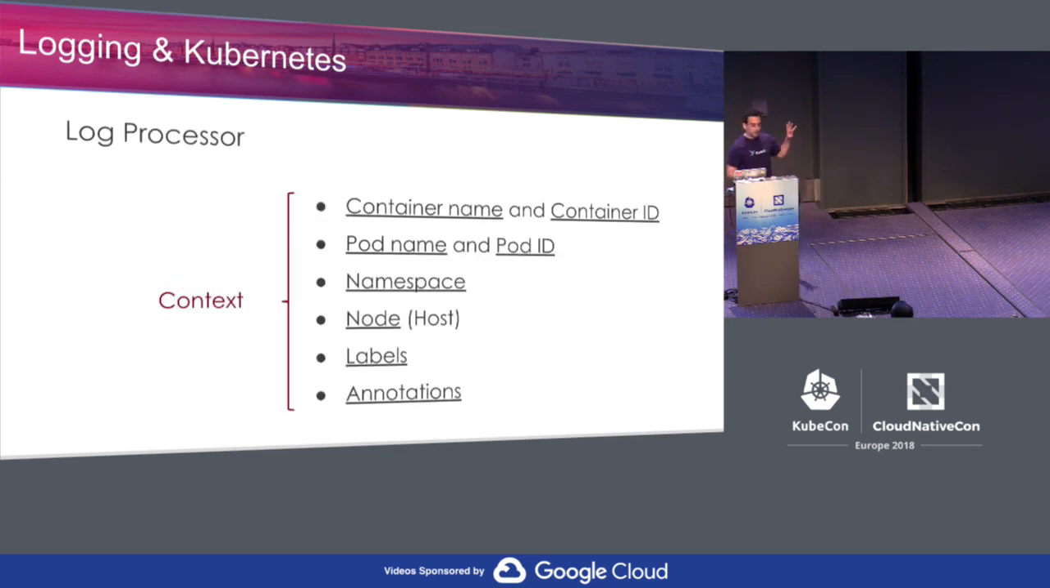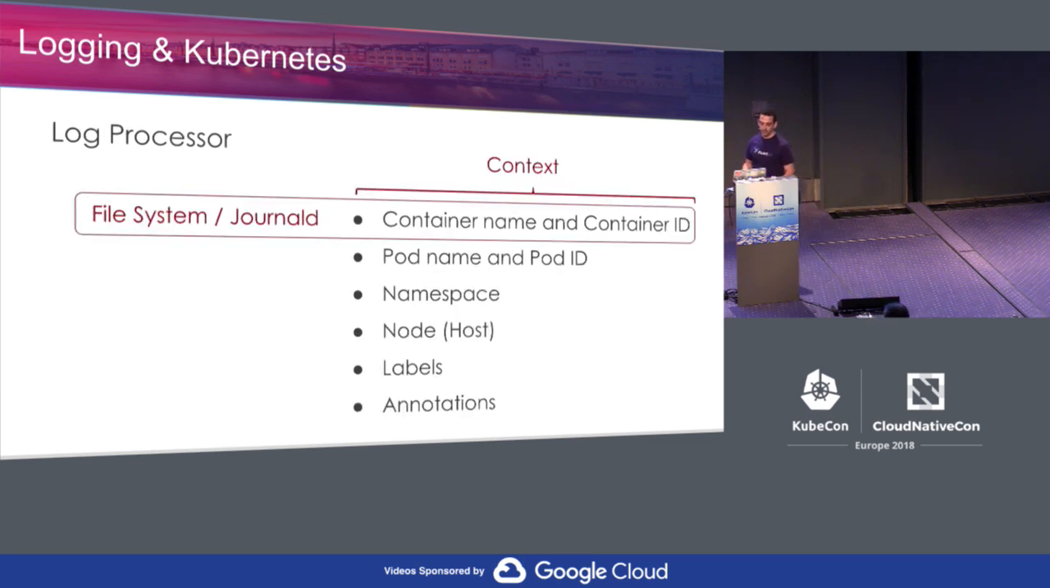So if we think about the log processor, we have the logs, that is the message. But we need to understand the context of that message, because it belongs to a container name, or to a pod, a namespace, host, labels, and annotations. If we cannot get the context, the information is irrelevant. So from a log processor perspective, in a general way, it doesn't matter which log processor you are running. It has to deal with this.